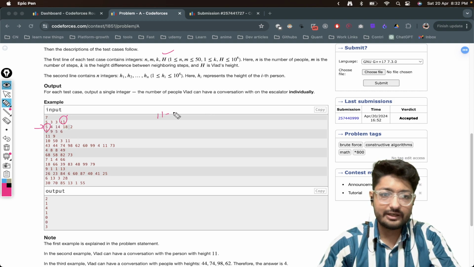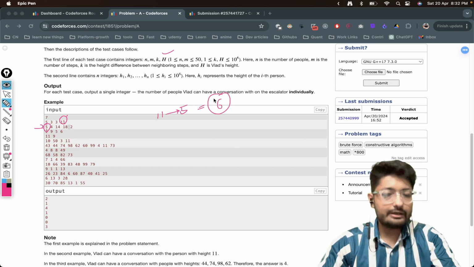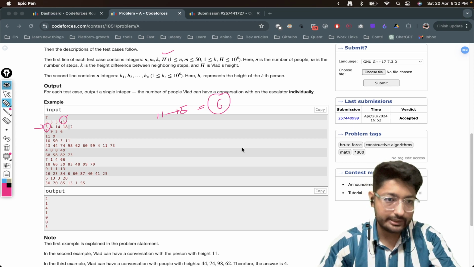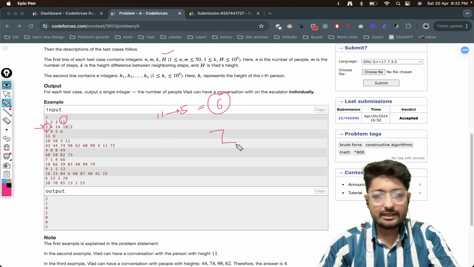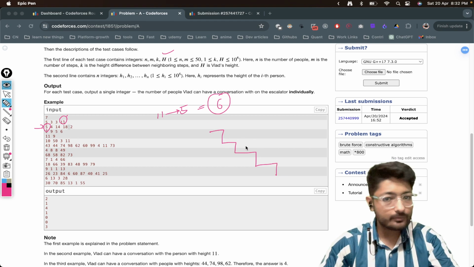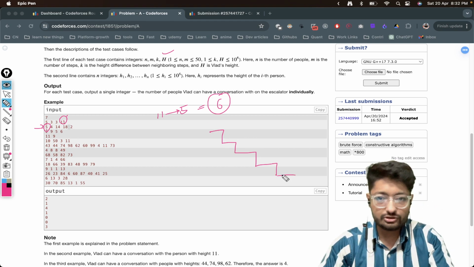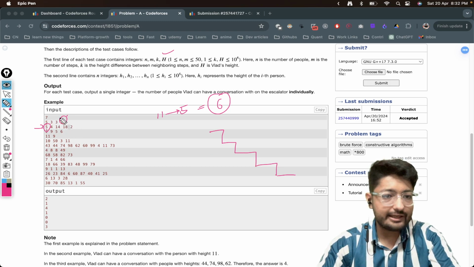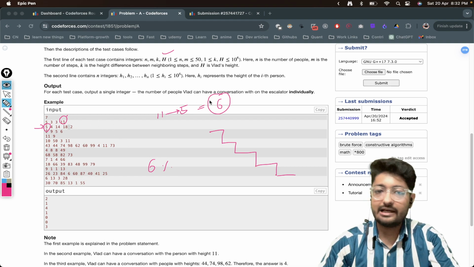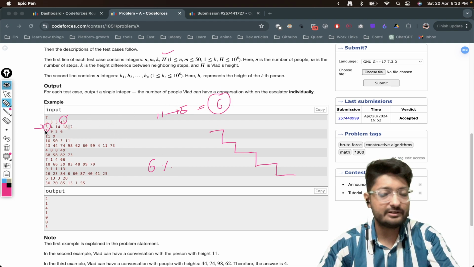Let's say 11 and 5, which gives a difference of 6. Now Vlad can have a conversation with this person if and only if there is a whole number of staircases between them. How can you find that? You take the staircase height, which is 3, and you mod the difference with it. That is the difference between Vlad and the person he wants to converse with, which is 6.